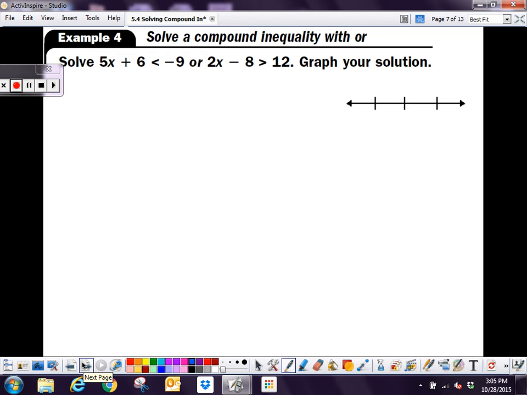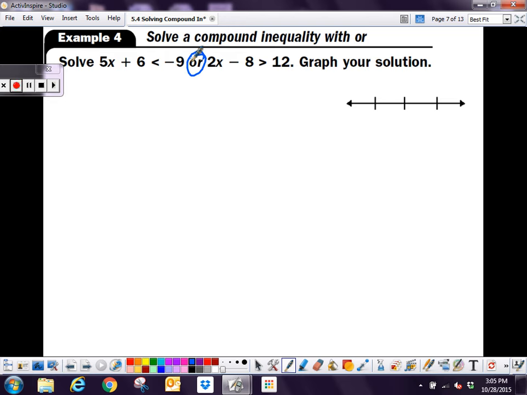Okay, now let's look at this. This is a compound inequality, but with OR. Notice that this is two completely separate inequalities. It's not like the last ones where it was shared. There's two completely different ones separated by the word OR. So we have to solve these both separately.